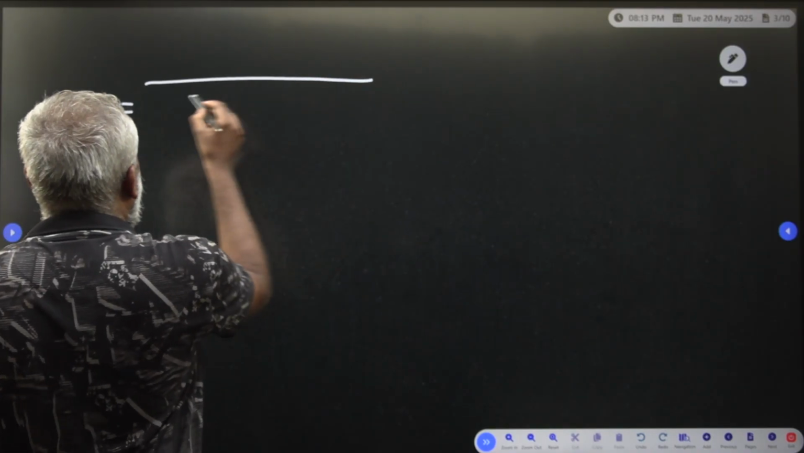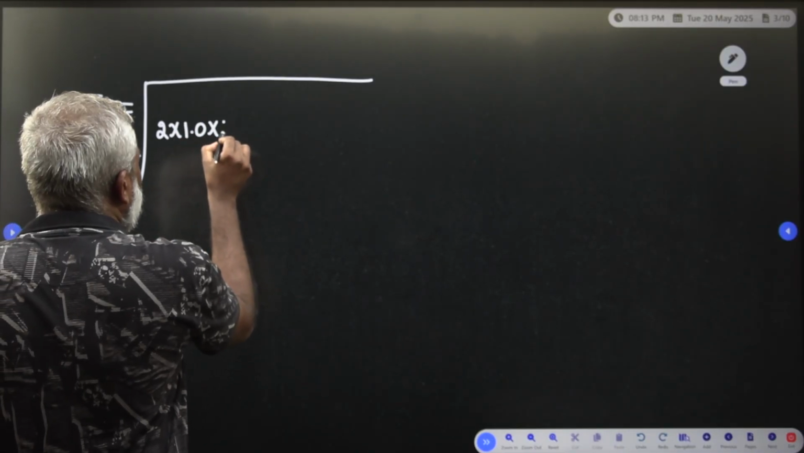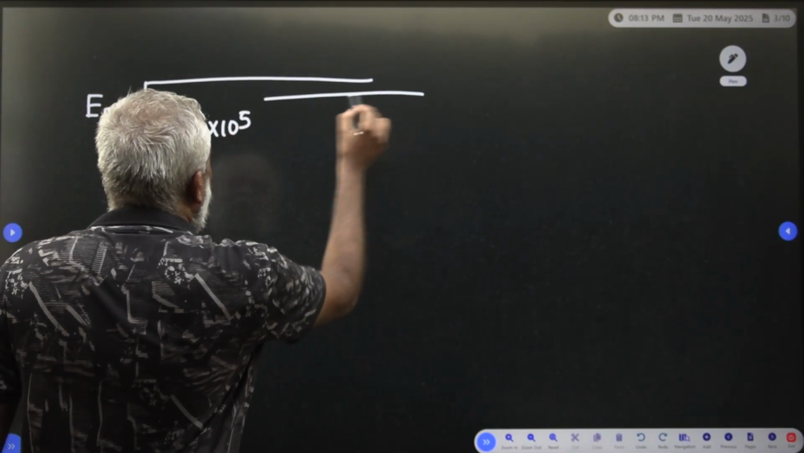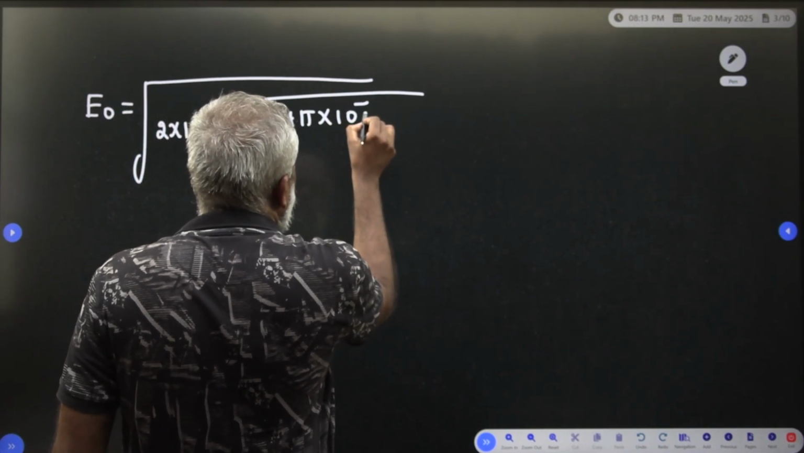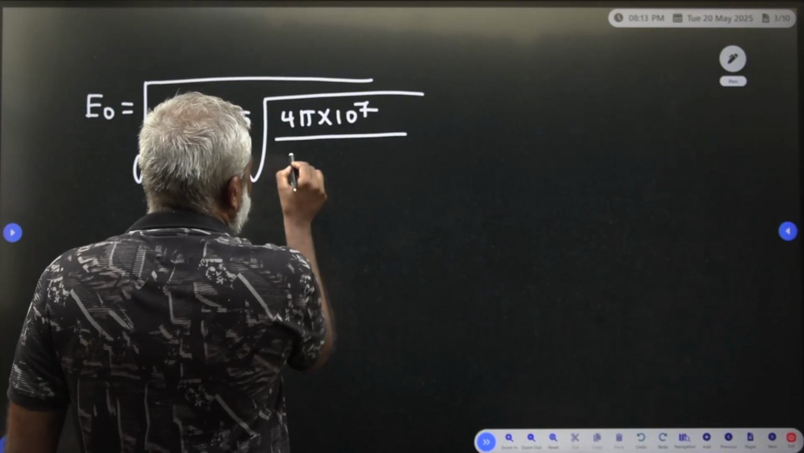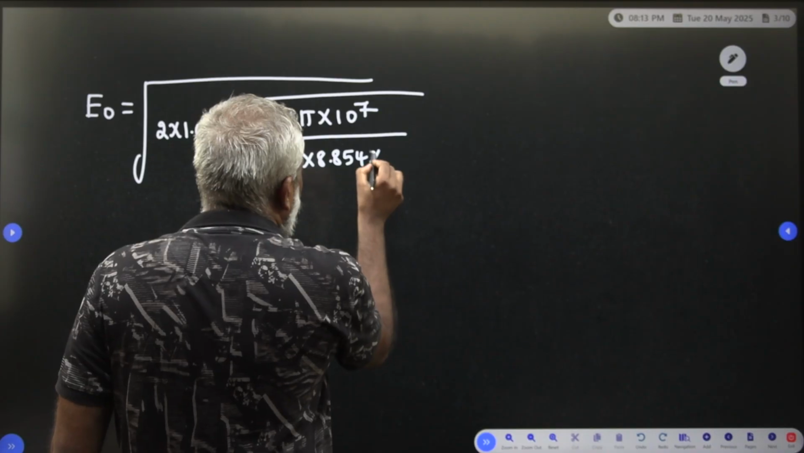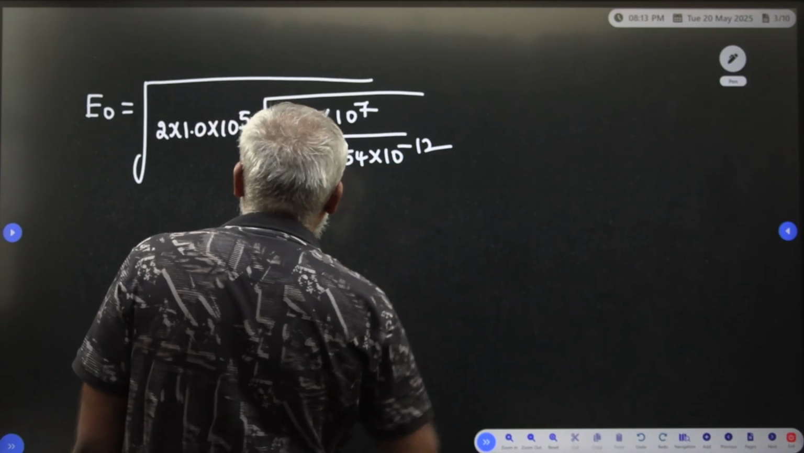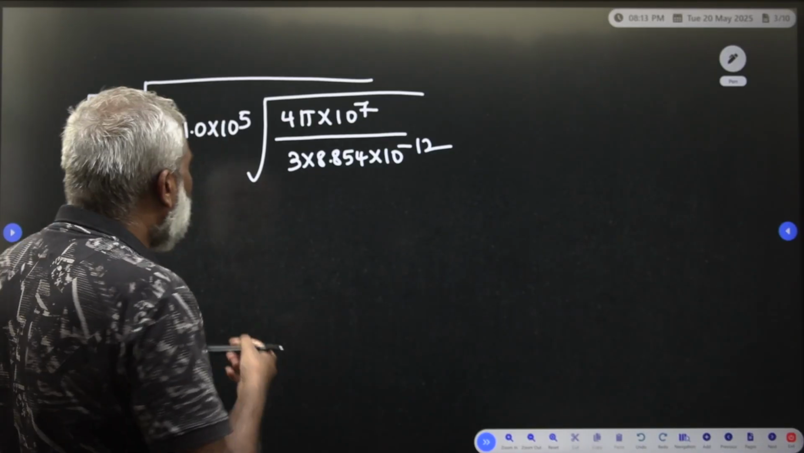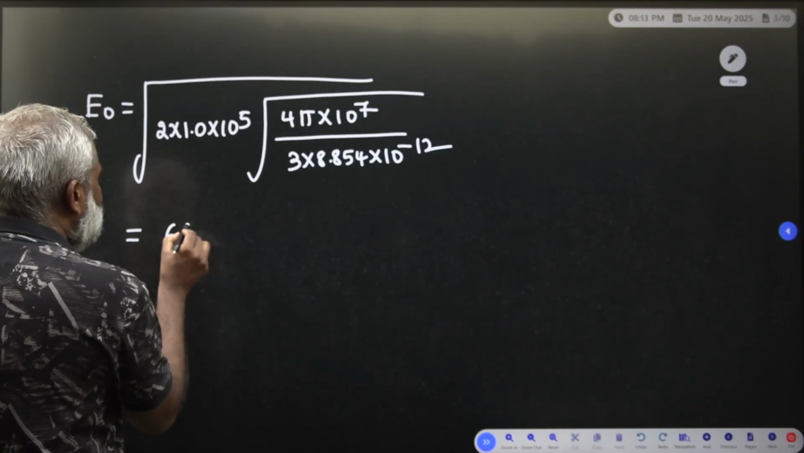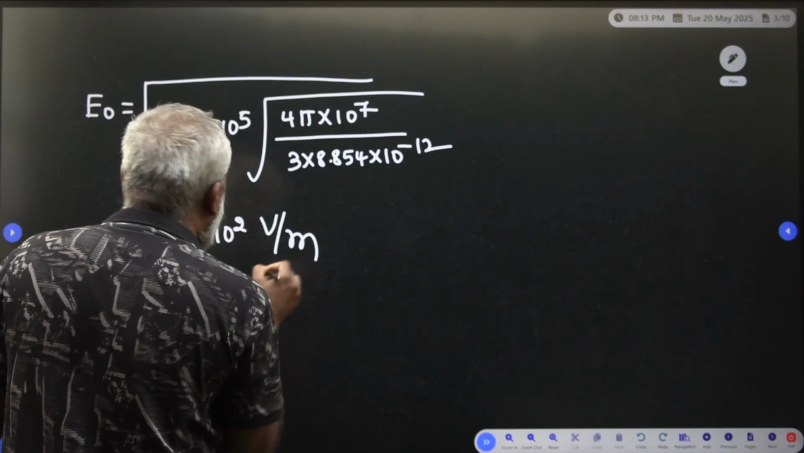E naught is equal to square root of 2 into 1.0 into 10 to the power of 5, square root of mu naught is equal to 45 into 10 to the power of 7 divided by 3 into epsilon naught is equal to 8.854 into 10 to the power of minus 12. You simplify this expression, how much are you getting? 66 into 10 to the power of 2 volt per meter.